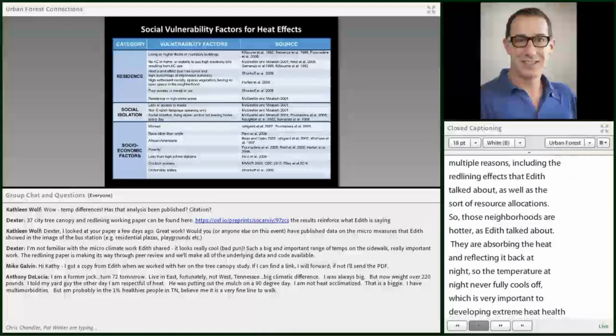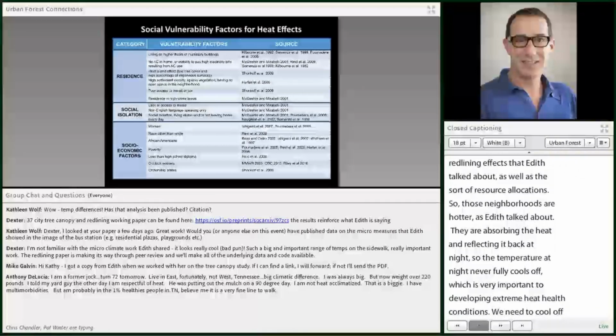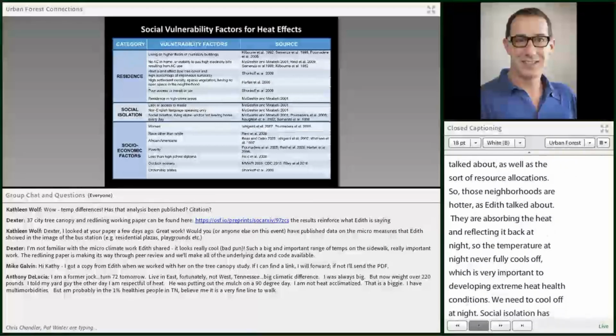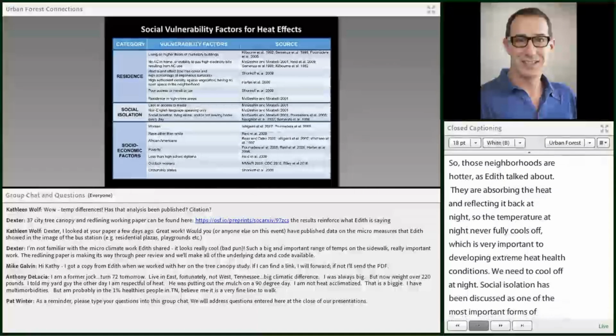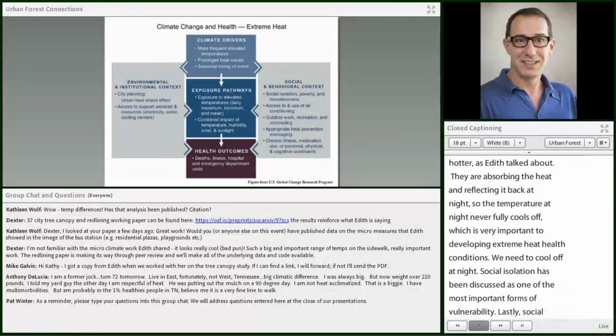Social isolation has been discussed as one of the most important forms of vulnerability. And lastly, social conditions. The social determinants of health, such as poverty, structural racism, being an outdoor worker, all matter.